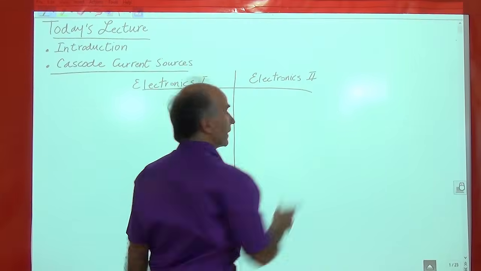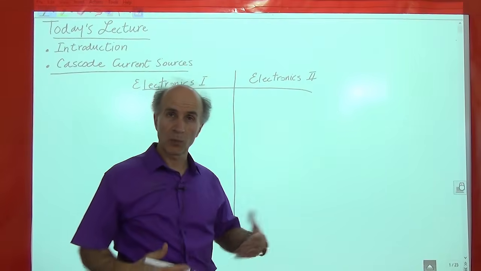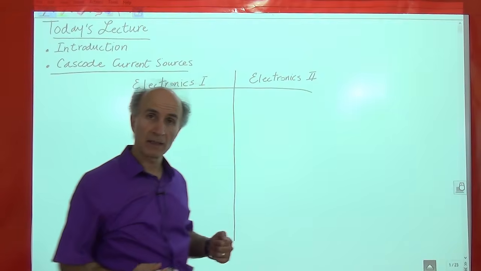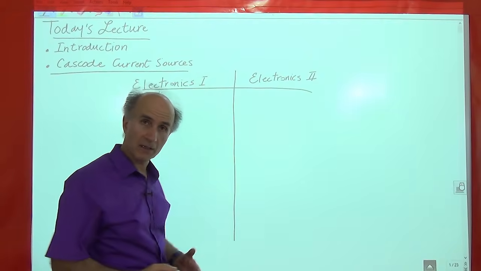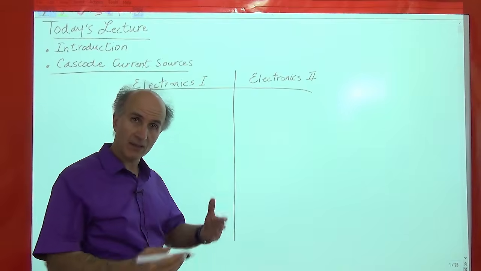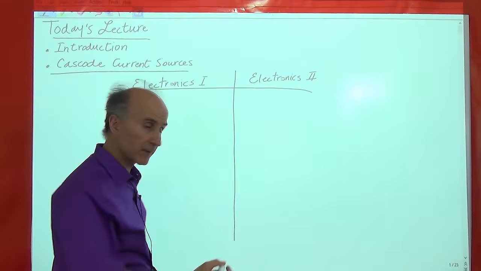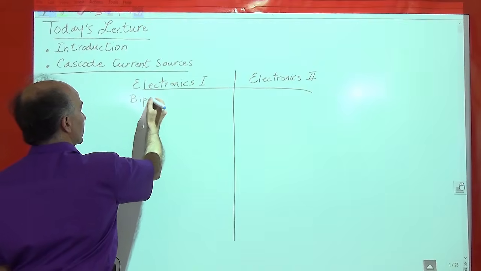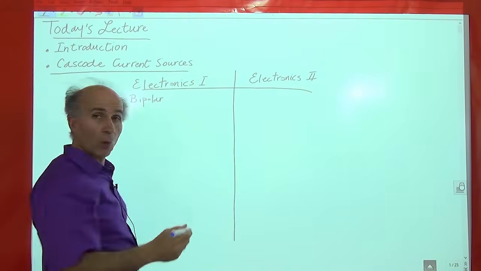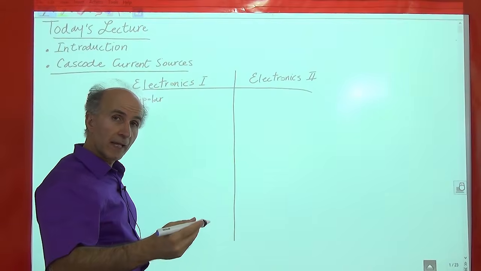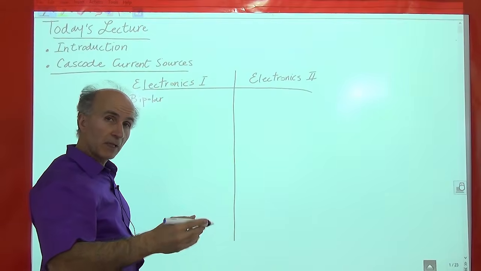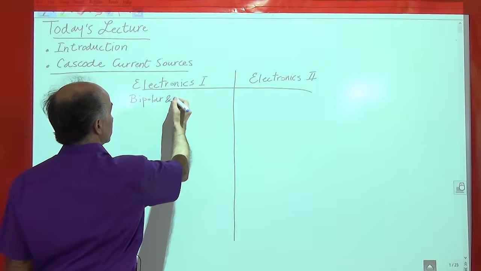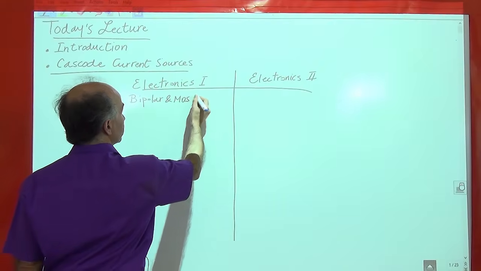In Electronics 1, we were sort of getting our feet wet, just learning how to walk, so to speak. And we started with some basic concepts, such as the physics of bipolar and MOS devices. So we studied how these devices operate, how electrons and holes move through these devices and generate a current in response to voltages applied to the device. So we talked about bipolar and MOS physics.